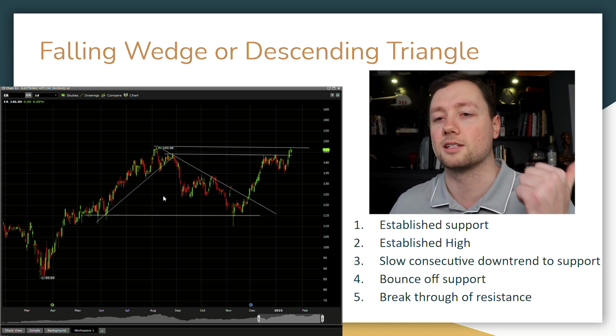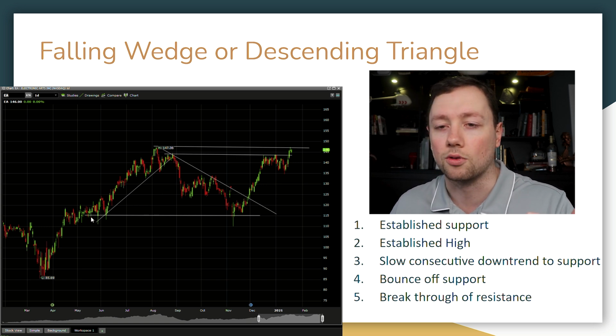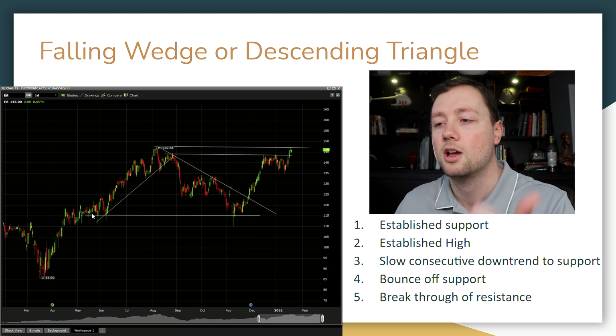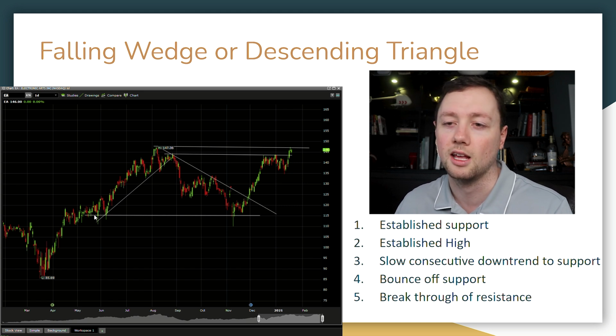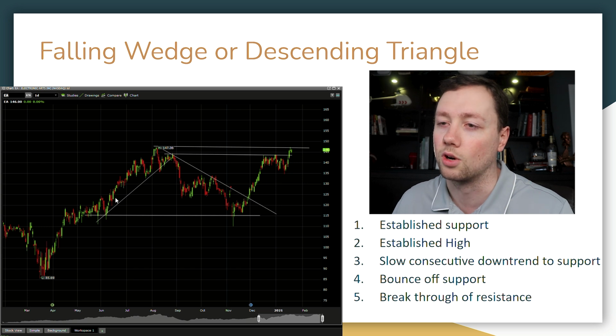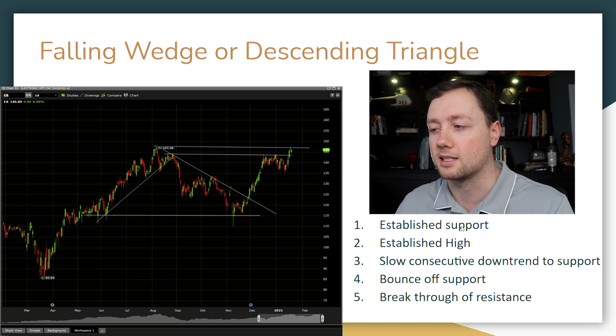So number 1 is establish support. As you can see right here around this $115 mark, the price basically tested it a couple of times here in the middle of May. It didn't really move around this 115 mark, so we have very clear support established around 115. Then it bounces off 115 right here at the beginning of June, and it runs way higher. So check 1 is established support.